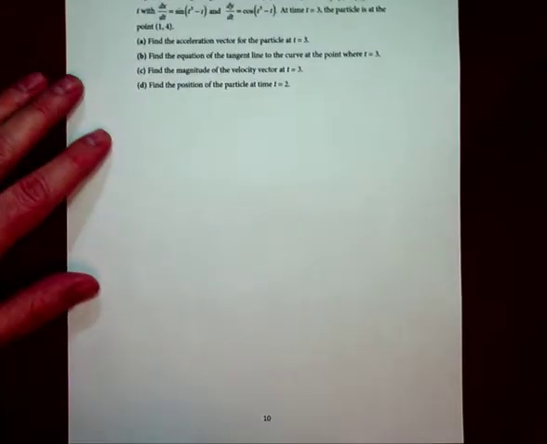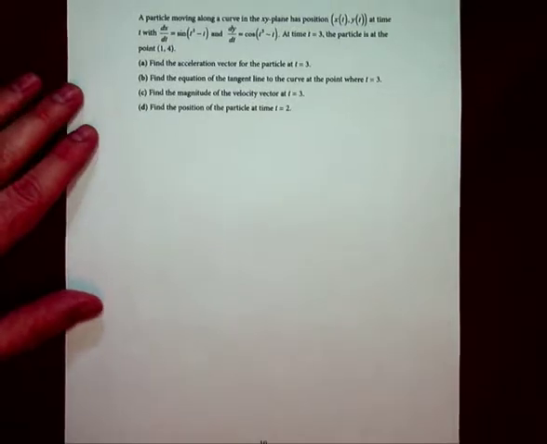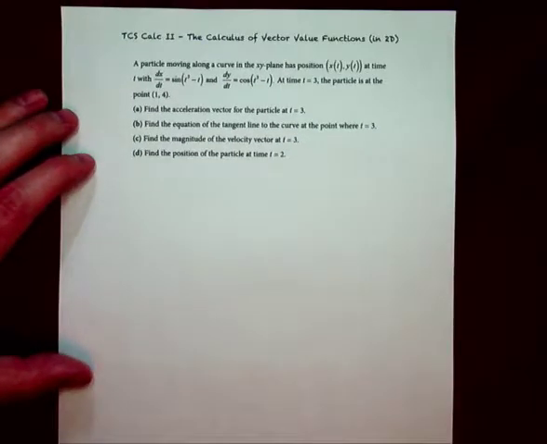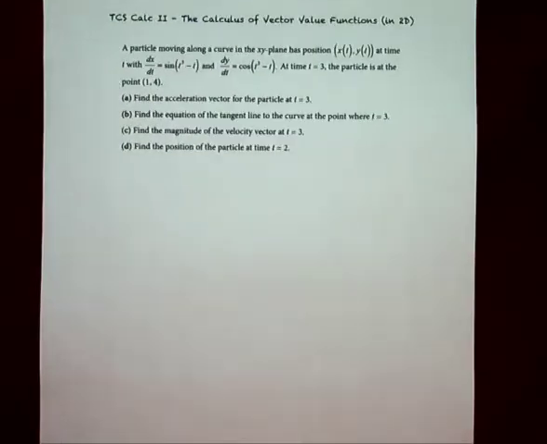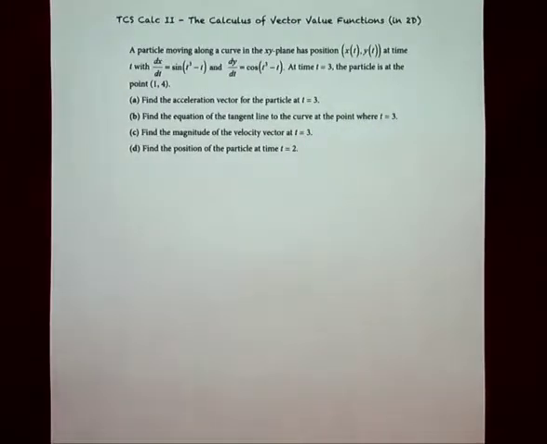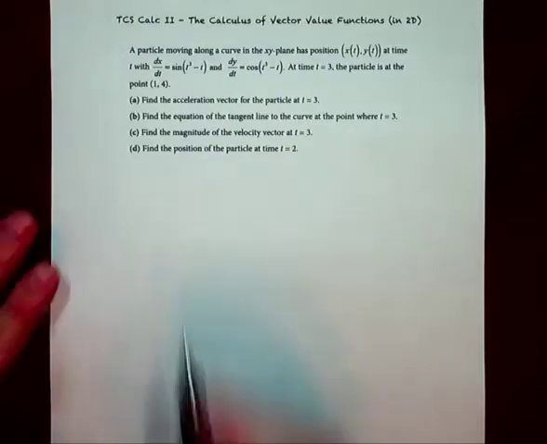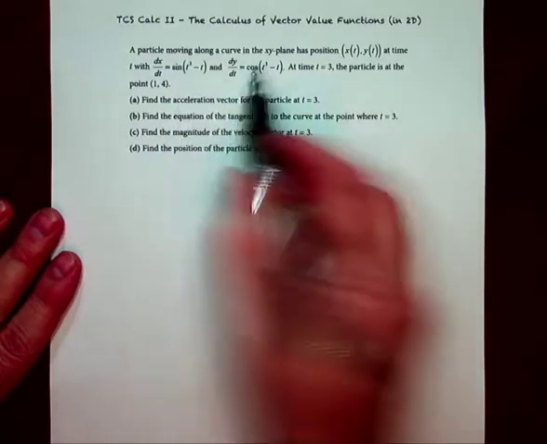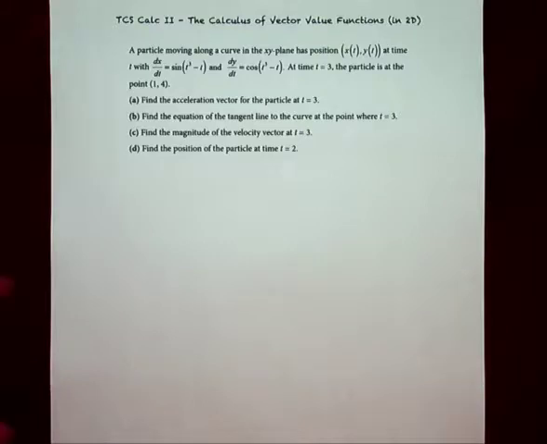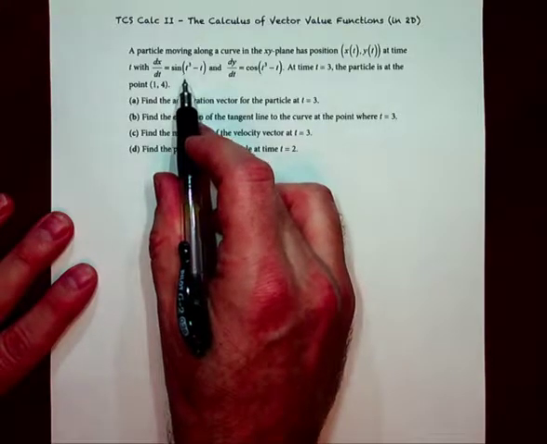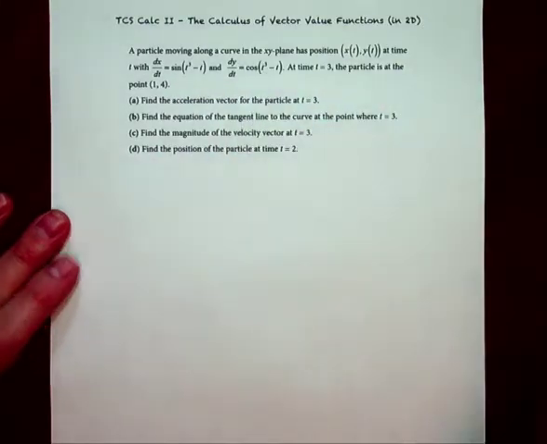This one is actually going to take a bit more paper. This is a particle moving along a curve. Let me zoom in a little bit because the type is a little smaller. A particle moving along a curve in the xy plane has position x(t), y(t) at time t. You can do it in terms of parametrics, or you can recognize that these are the components of your velocity vector.